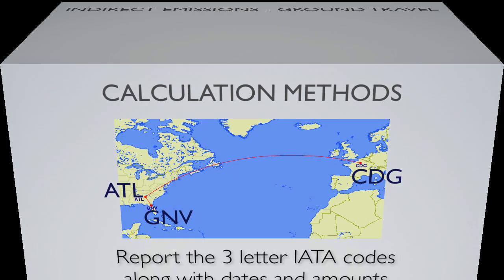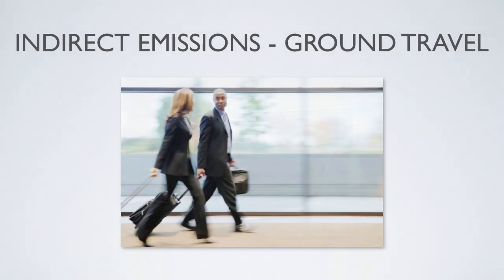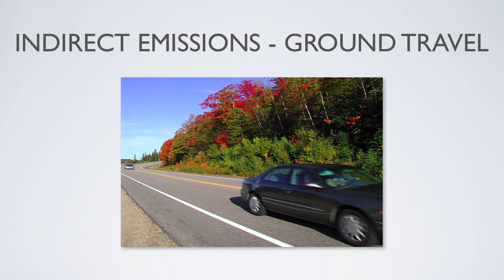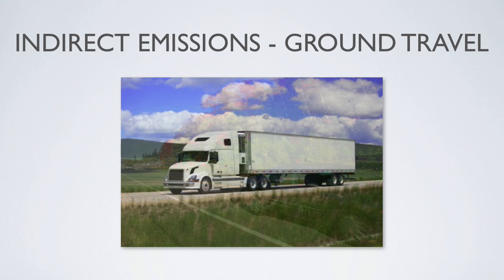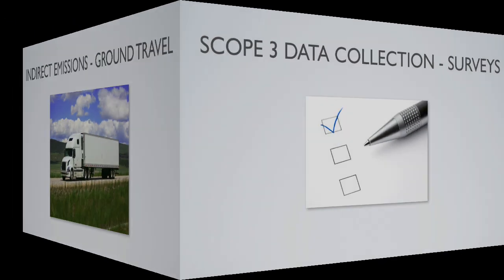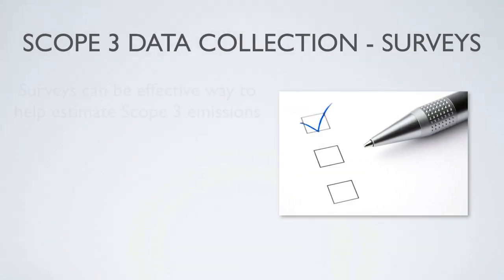For ground travel, it may be that employees don't really know how much energy was consumed on business trips, or in their commute to and from work. And for upstream and downstream emissions, say the shipment of products, it is unlikely that suppliers can provide fuel use records for just your shipments because that is not how they track their own fuel use. In light of these circumstances, many organizations have successfully used survey instruments to help estimate their Scope 3 emissions.